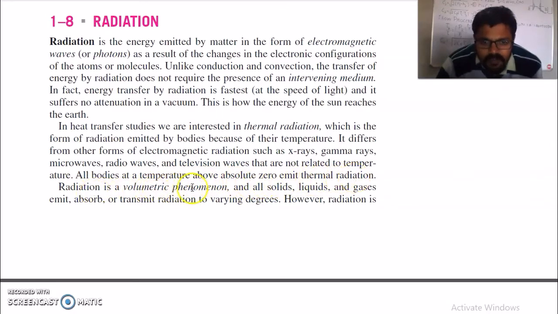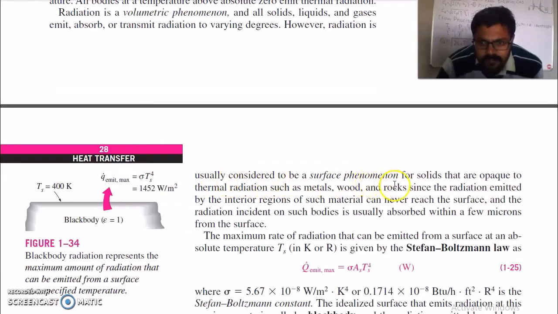Radiation is a volumetric phenomenon, and all solids, liquids and gases emit, absorb or transmit radiation to varying degrees. However, radiation is usually considered to be a surface phenomenon for solids that are opaque to thermal radiation such as metals, wood and rocks, since the radiation emitted by the interior regions of such material can never reach the surface and the radiation incident on such bodies is usually absorbed within a few microns from the surface.